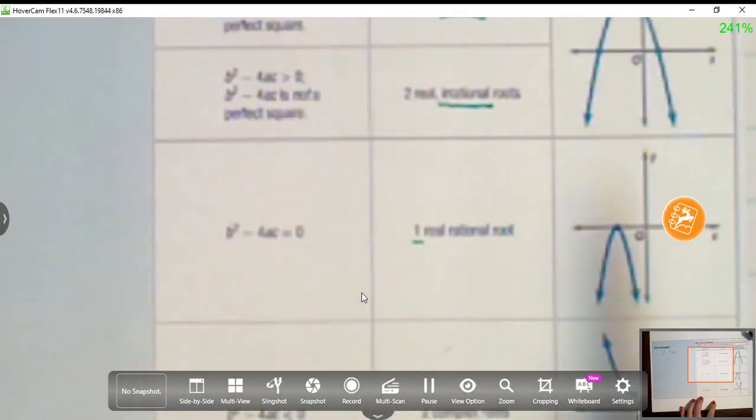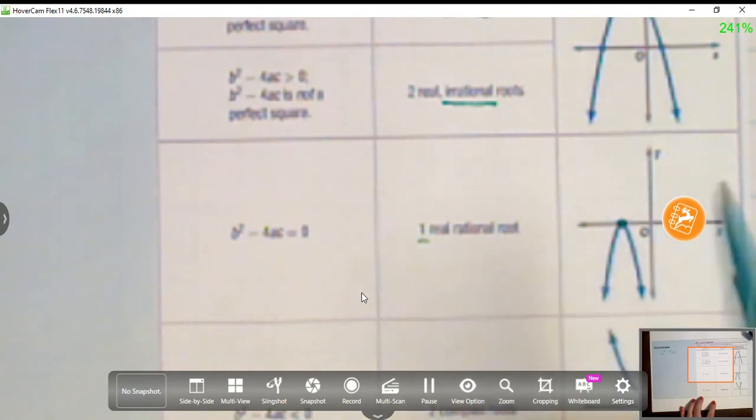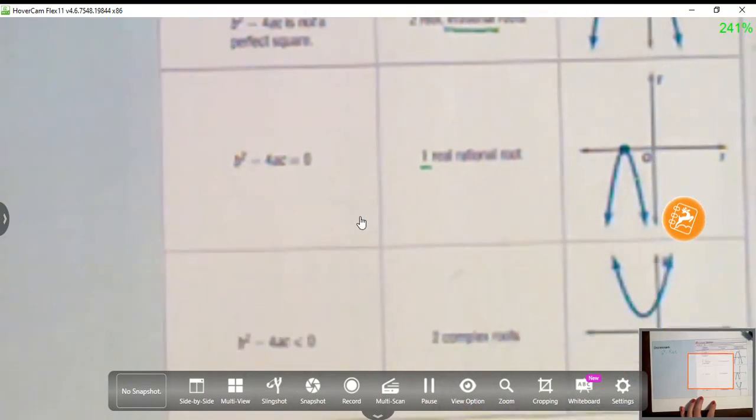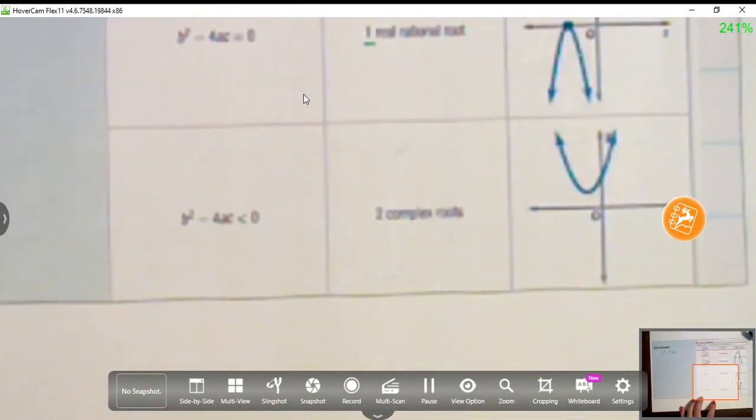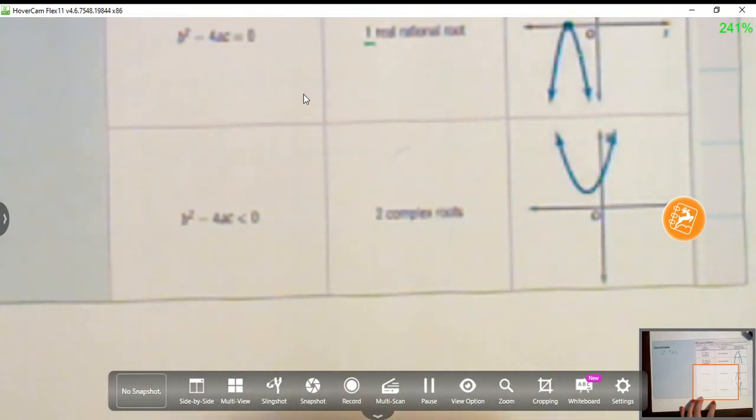The next case is if b squared minus 4ac equals 0, we will have one real rational root. That's like the example when we got 0 underneath our radical. That means that our vertex is located on our x-axis, so we're only going to have one root. And then our last kind, which we'll go over in just a second, is if b squared minus 4ac is less than 0. We'll still have two roots, but they will be complex roots. So our graph would look something like this.